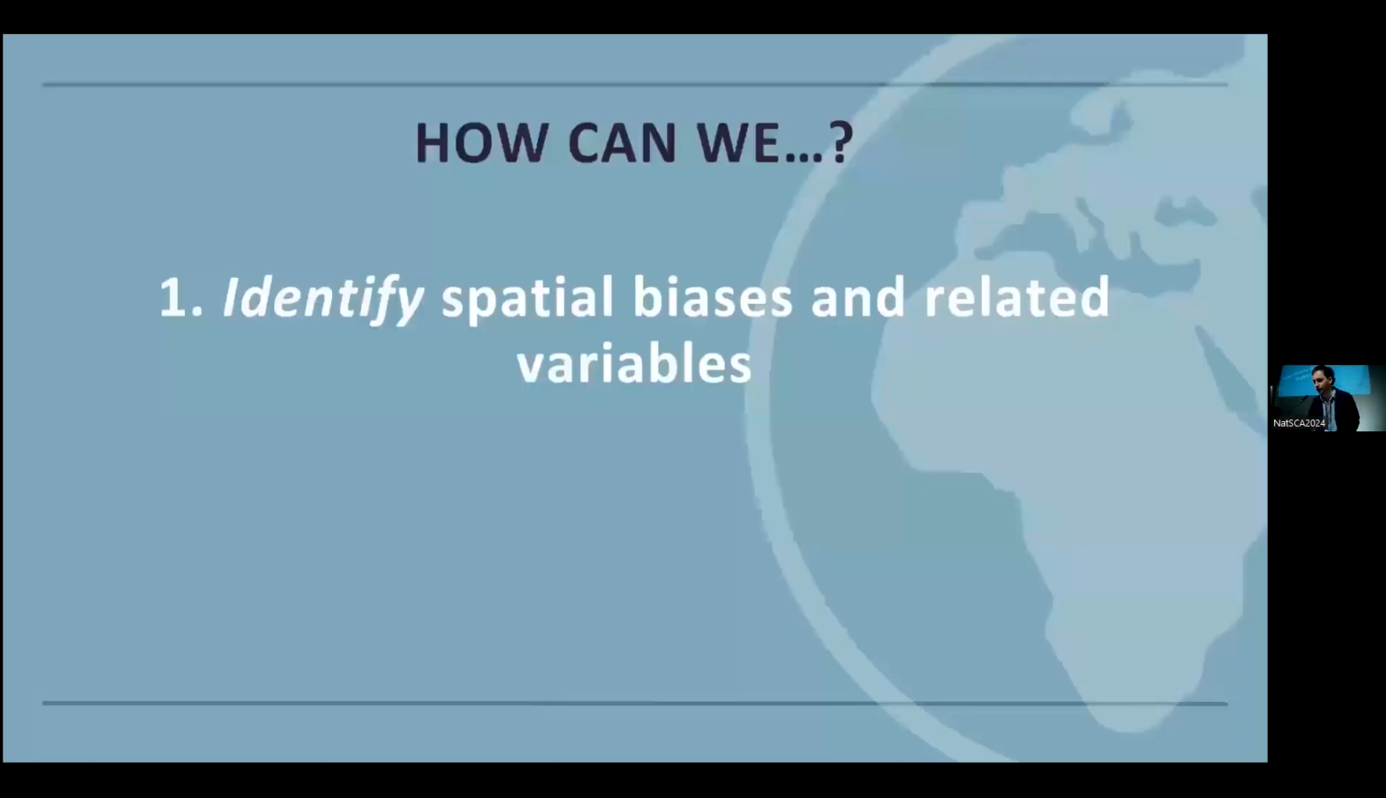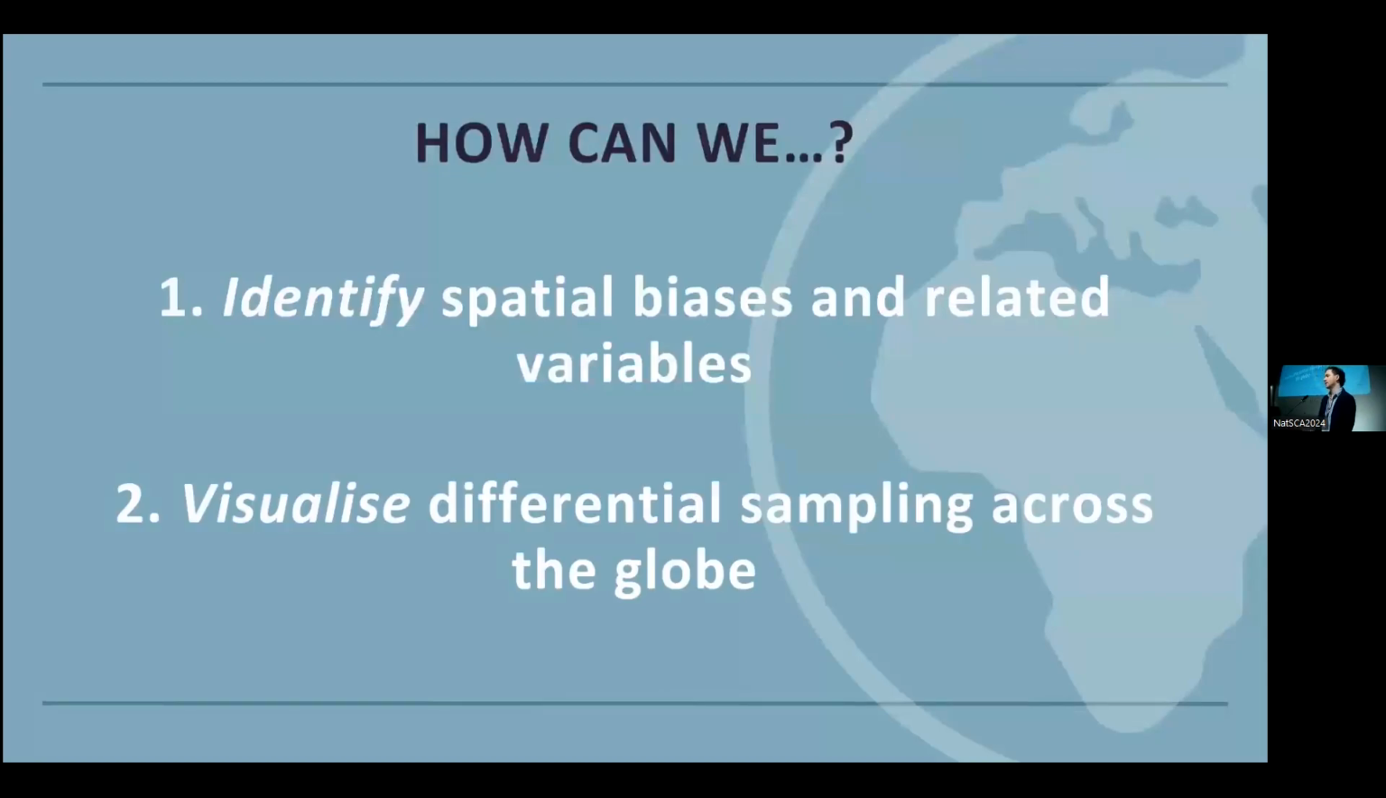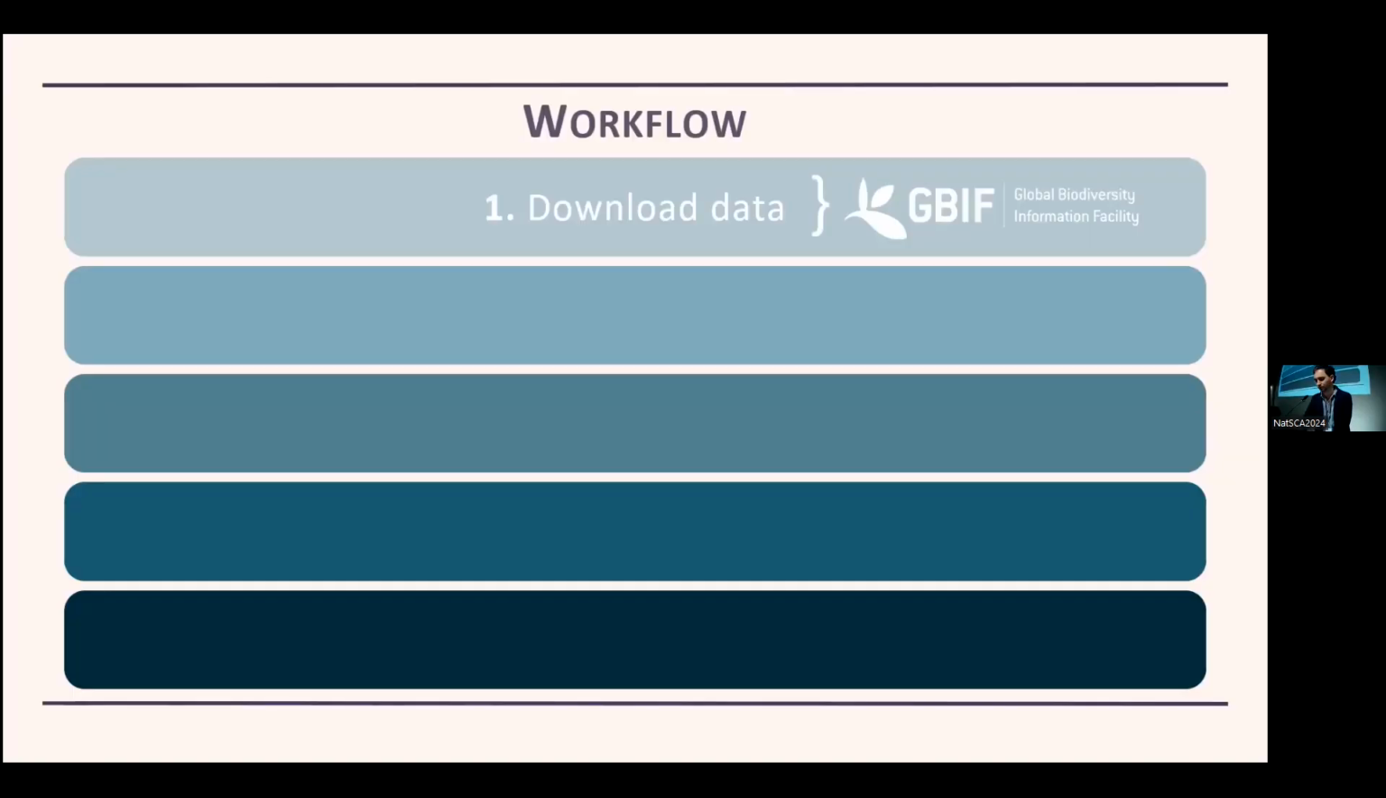Today, I will show you how I went about identifying spatial biases and their potential causes, and also visualized differential sampling across the globe. First, I downloaded all available mammal specimen data from the NHM available on GBIF, and I used the statistical software R to first tidy my data for analyses.